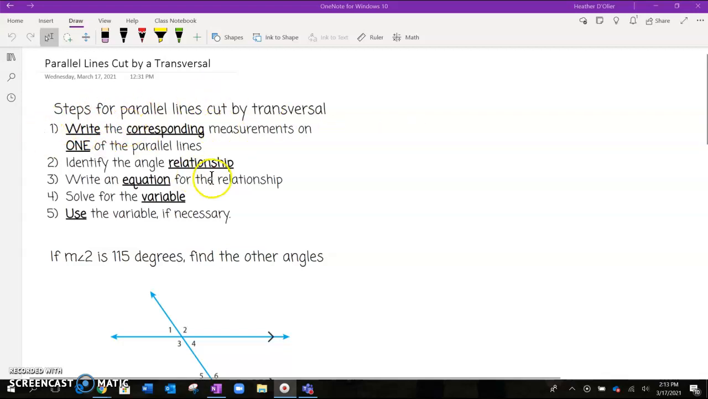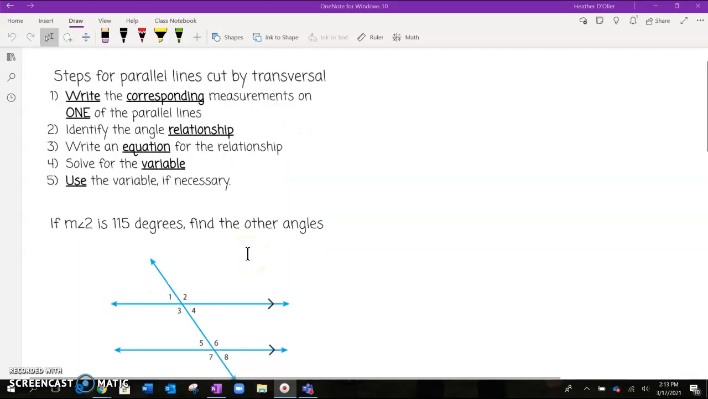So our steps for parallel lines cut by a transversal. Write the corresponding measurements on one of the parallel lines. That sounds kind of weird at first. I'll show you what I mean. Then identify the angle relationship. Is it complementary, supplementary, or vertical? Write an equation for the relationship, solve for the variable, use the variable if necessary.